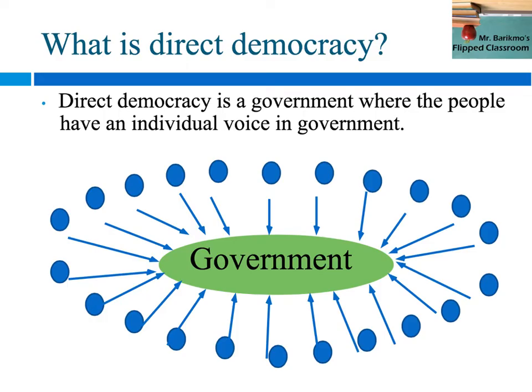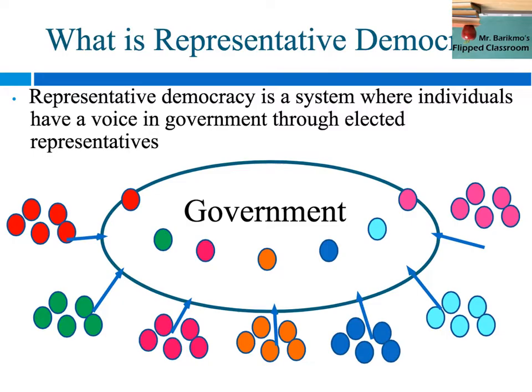If you look at it visually, the direct democracy is the government where people have an individual voice in government. So everybody in society is putting their input into that government. Whereas representative democracy is where we've elected people. That little red group elects one of their own to go to government. The green elects one of their own to go to government. And those representatives come together in that government to do what society asks them. Then, in a perfectly functioning representative democracy, those representatives would go back and seek ways to communicate with their constituents in order to understand what their constituents want within our system.